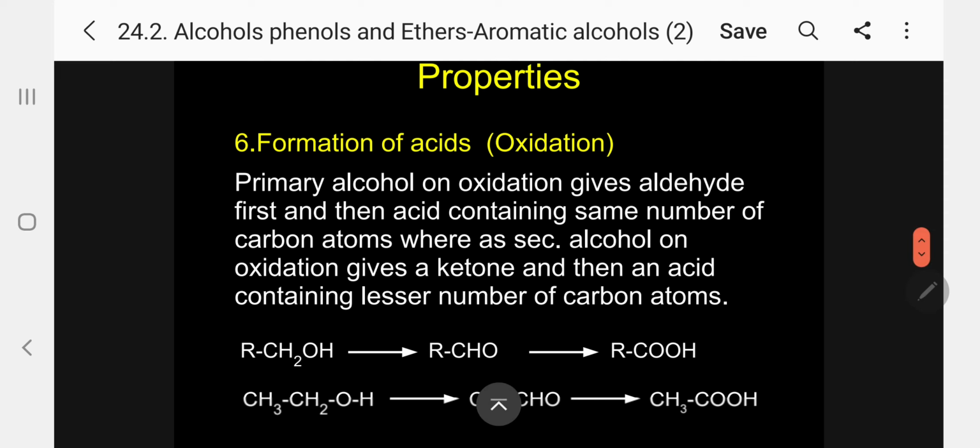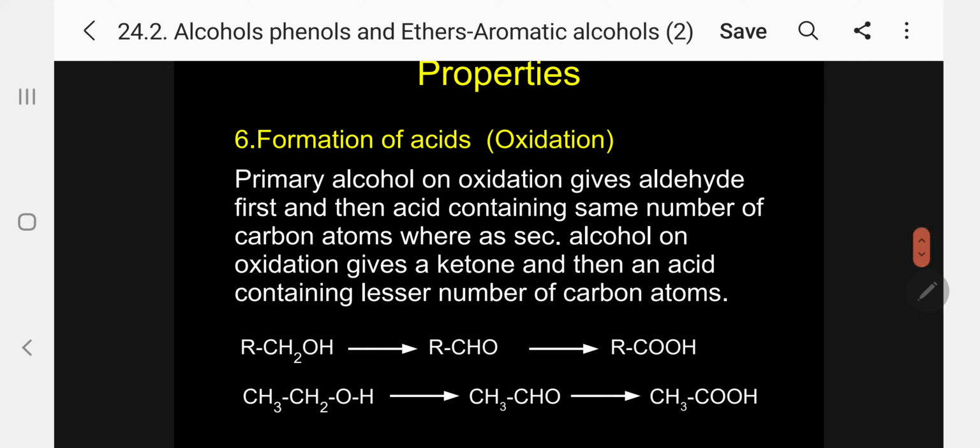We are going to discuss this under the differentiation of primary and secondary alcohol, that is called oxidation of alcohol. Different alcohols undergo oxidation to give different products using a suitable reagent like acid potassium permanganate or acid potassium dichromate. Primary alcohol on oxidation gives aldehyde first and then acid containing the same number of carbon atoms. Whereas secondary alcohol on oxidation gives a ketone and then acid containing a lesser number of carbon atoms.